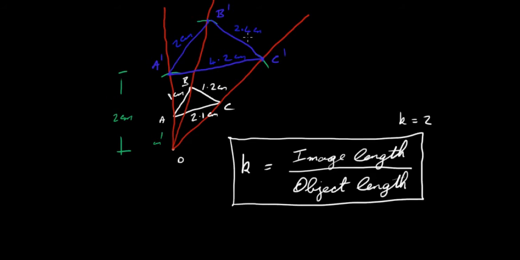In this particular case, say we had 2.4 and 1.2, we would just say K is equal to 2.4, which is an image length, B dash C dash, divided by its corresponding length in the object, which is the length BC, which in this case is 1.2. So when we divide 2.4 by 1.2, we get 2, which is our K value.